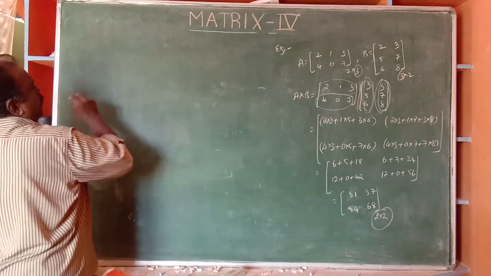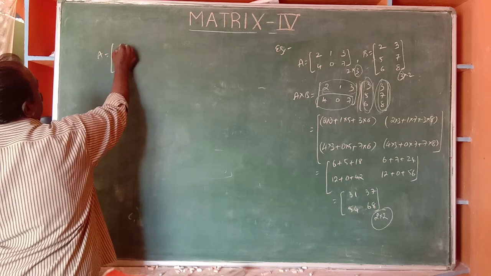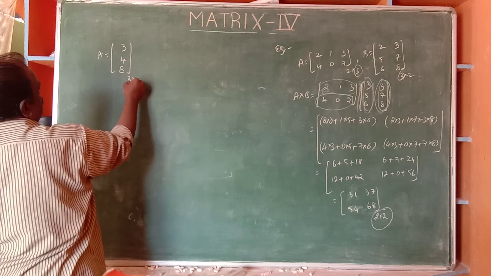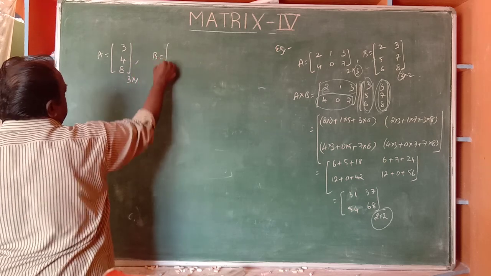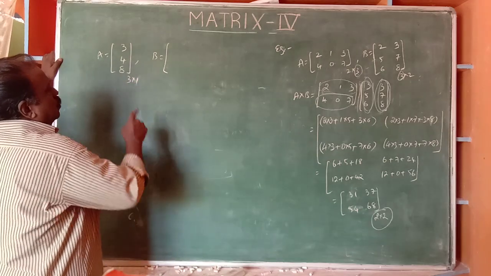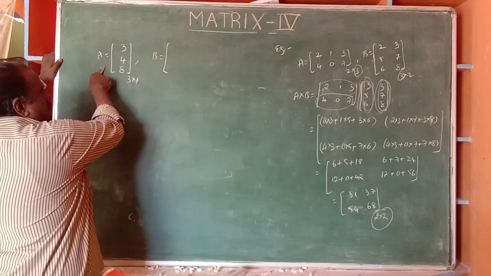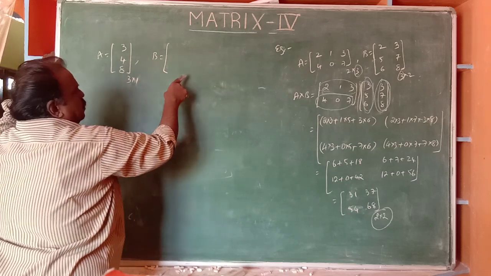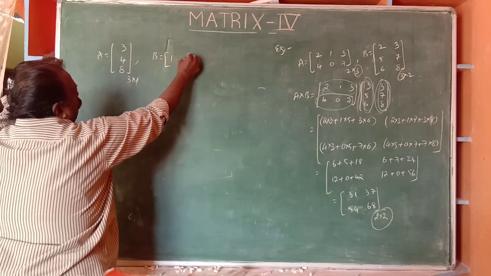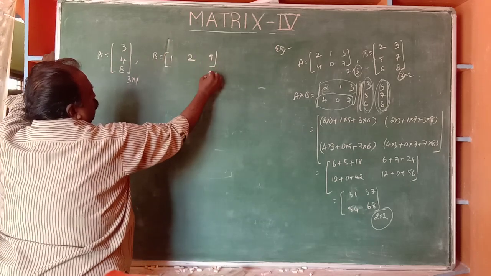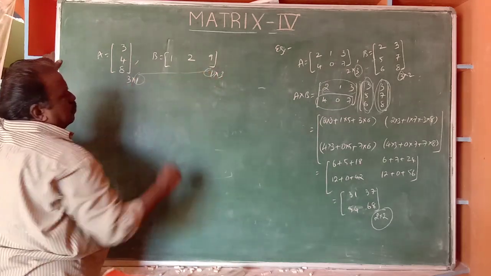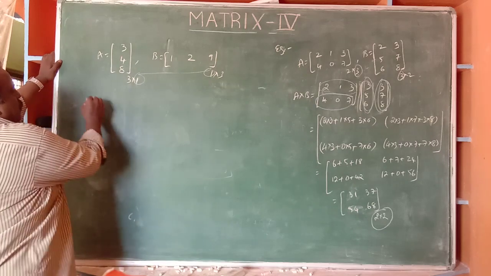You see, A is equal to 3, 4, 8. This is 3 by 1. Then B must be, you see, the number of columns of the first matrix is 1, so the number of rows of the second matrix, only one row, must be there. One row and 3 columns. So the number of columns of the first matrix and the number of rows of the second matrix are the same.